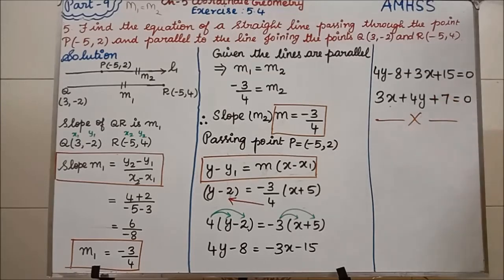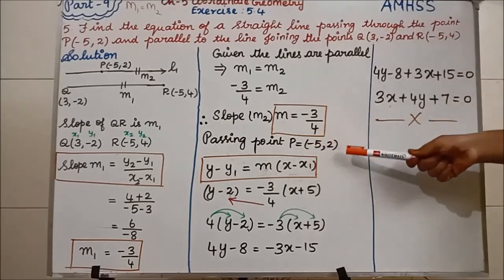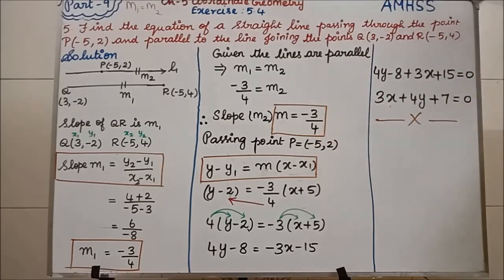Clear? Where have we read this formula? We have written it in exercise 5.2. The formula for 1 point, 1 slope is y minus y1 equals m into x minus x1. Clear, students? These are all very simple. If you revise the formulas 2 to 3 times, this chapter is very easy. If you are not touching the notebook, it will be very difficult for you.